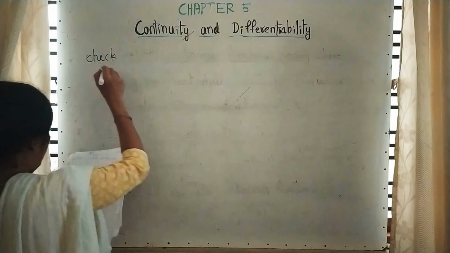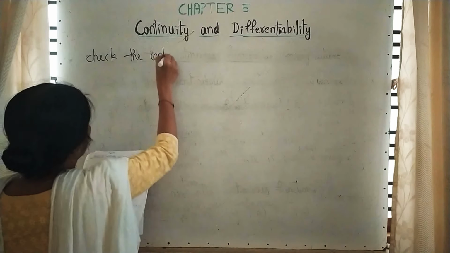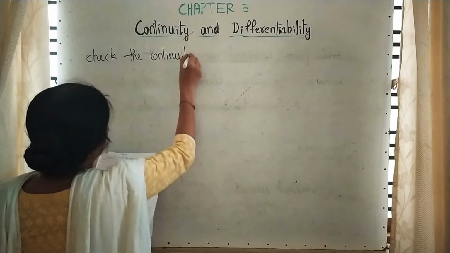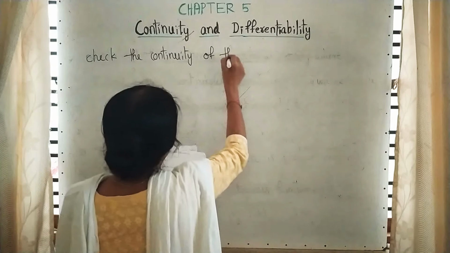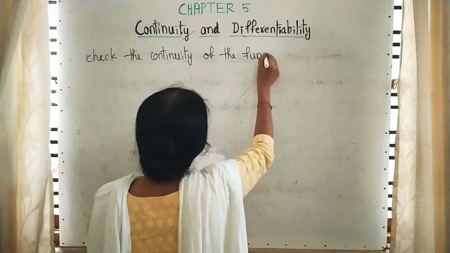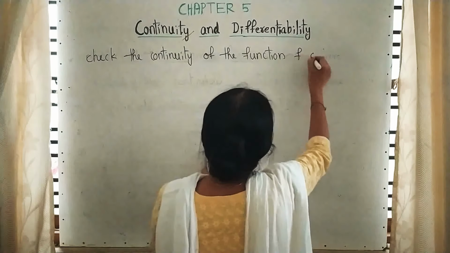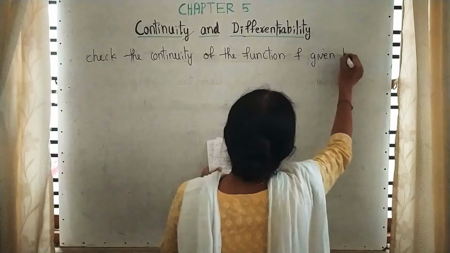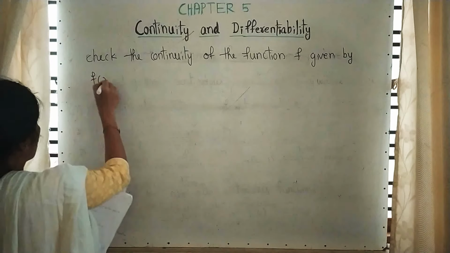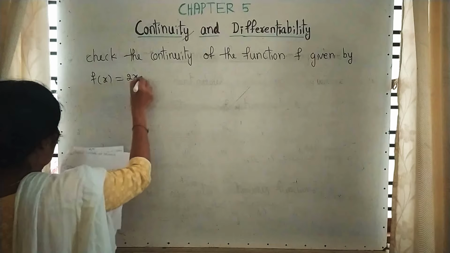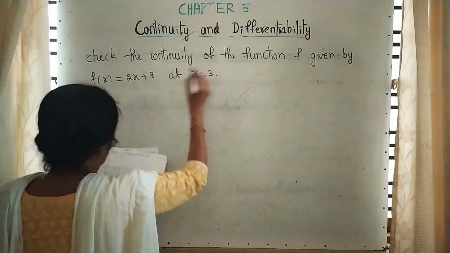check the continuity of the function f given by f of x is equal to 2x plus 3 at x is equal to 3.